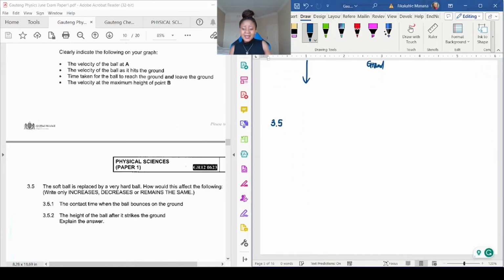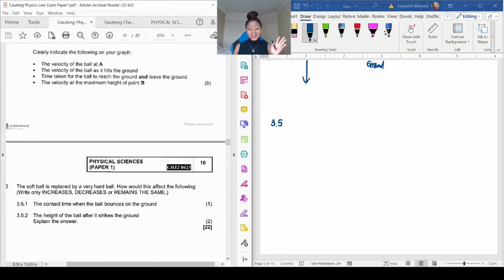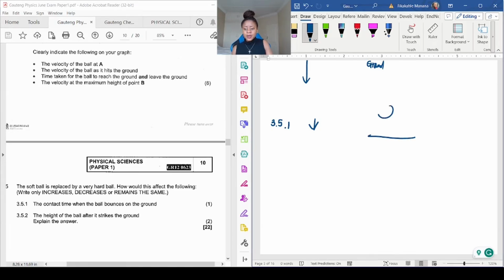Question 3. Now 3.5, it says the soft ball is replaced by a very hard ball. How would this affect the following? Only increase, decrease, or remain the same. Luckily for you, you're just writing increase or decrease, not explaining anything. But I see 3.5.2, they want you to explain, so you're not really exempt. Now, if this is a hard ball, the contact time when the ball bounces on the ground will decrease. Remember, this is a soft ball. Once it gets to the ground, it will sort of deform.